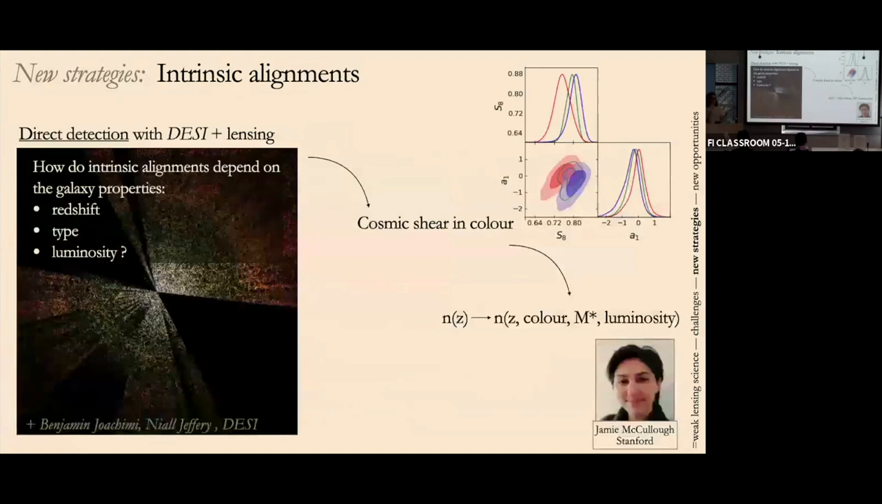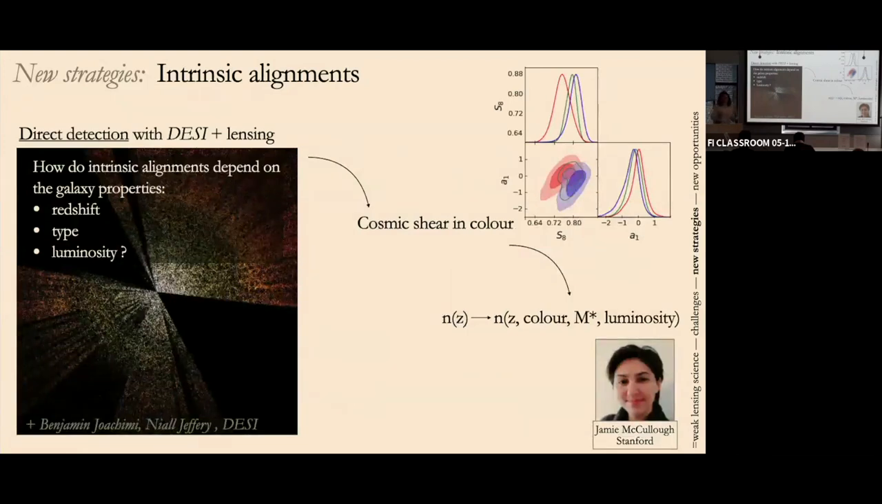Now, intrinsic alignments, also just a missing information problem. We can't model this because we don't know what they look like. So people have been making direct intrinsic alignment measurements for the last years. If you have an overlapping spectroscopic survey and an imaging survey, then you can make a data set where you know the shapes really well and you know the exact redshifts. And with that, you can do measurements to tell you how intrinsically aligned we expect our galaxy sample to be.